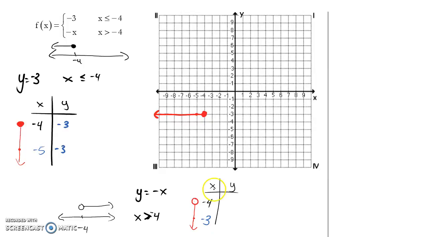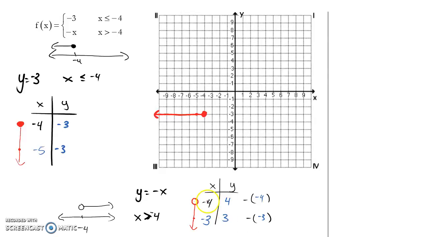Okay. For the second piece, y is equal to negative x. So when I substitute in here, I have negative x. I put negative 4 in. The opposite of negative 4 is positive 4. I put negative 3 in. The opposite of negative 3 is 3.